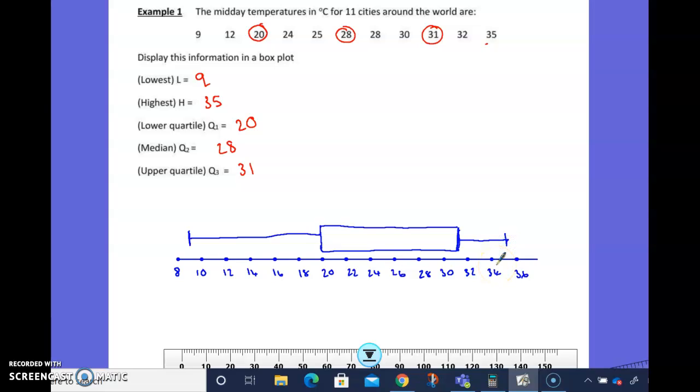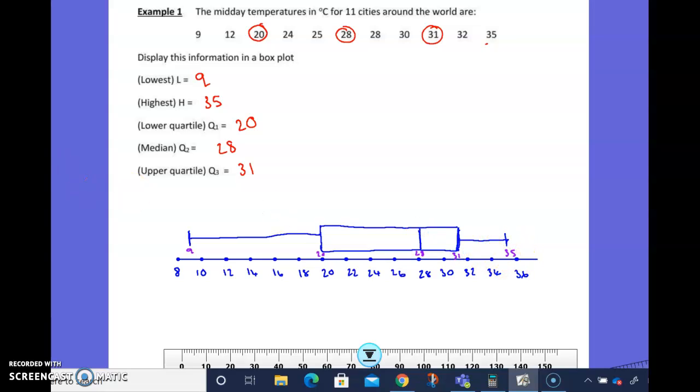I need to mark in another piece of information on here. I need to mark in my Q2. Q2 is 28. So I'm going to put a wee line in here for 28. Now the scale on this diagram isn't too bad. It's quite clear what's what. But if you ever draw one of these and it's not clear, just mark on beside each of the numbers what it is. So that one would be 9, 20, 28, 31 and 35.